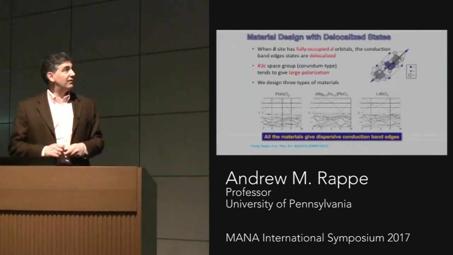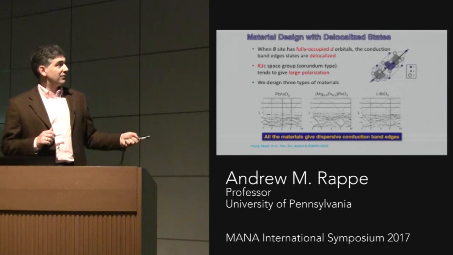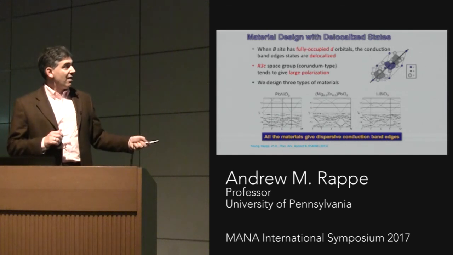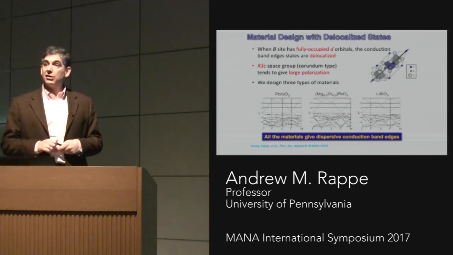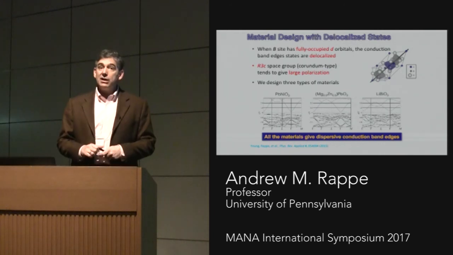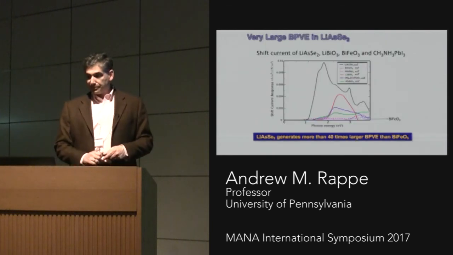Okay, so now we've designed other materials with delocalized states. And if you look at the band structure of these materials, do you see there are many states that have pretty flat bands, but the first empty state, look how dispersive it is. Do you see this is something that we like? And it turns out that directly leads to much enhanced bulk photovoltaic current.